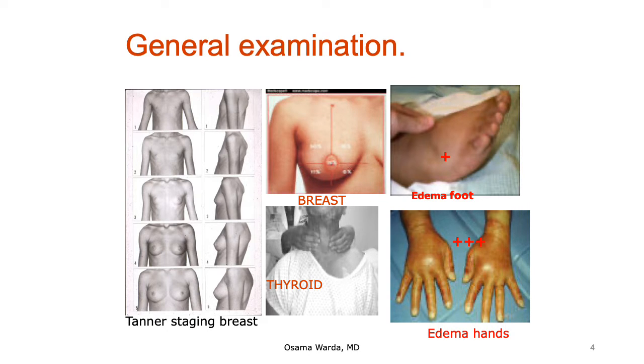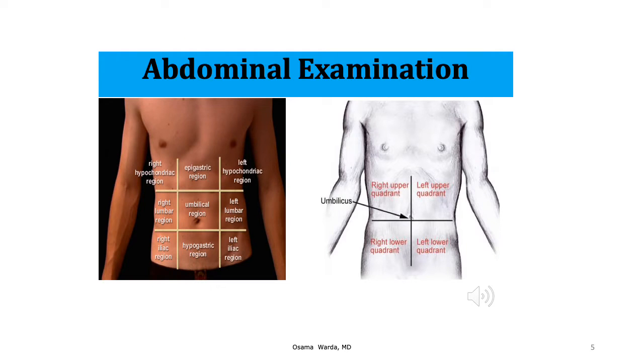These are pictures for some parts of examination, including the breast development as graded by Turner, the breast examination, thyroid examination, and so on. These techniques of examination are explained extensively in the gynecological case taking. We shift to the abdominal examination.